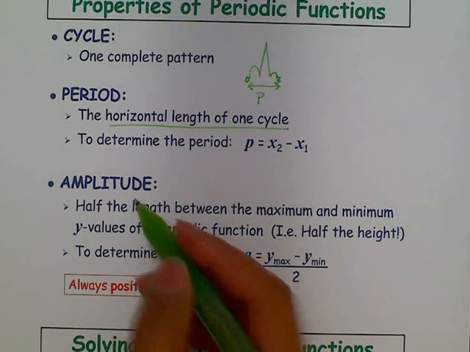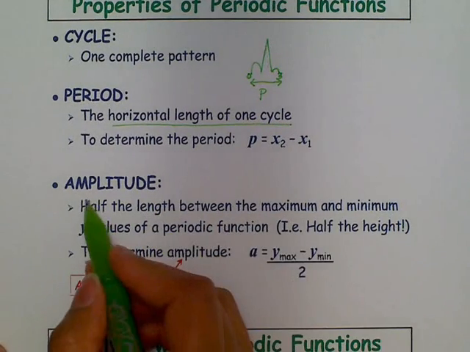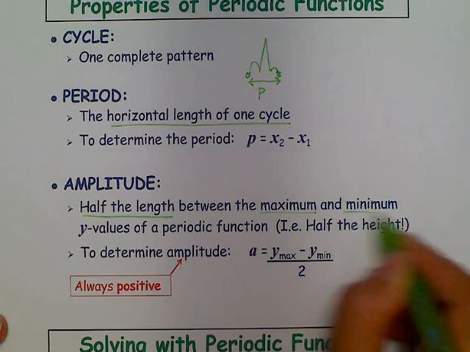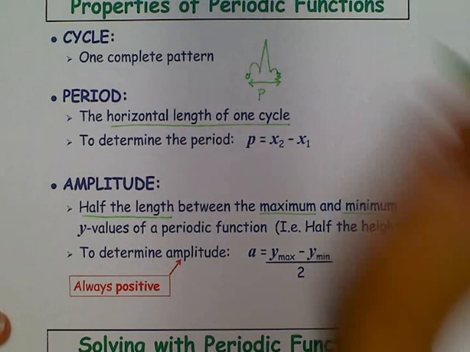And then finally, amplitude is the other key word, and what the amplitude represents is half the length between the maximum and minimum values.